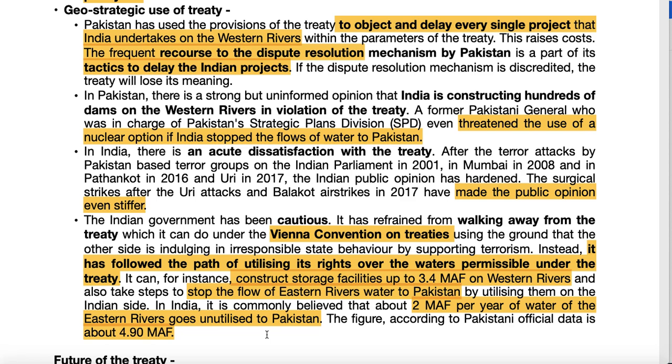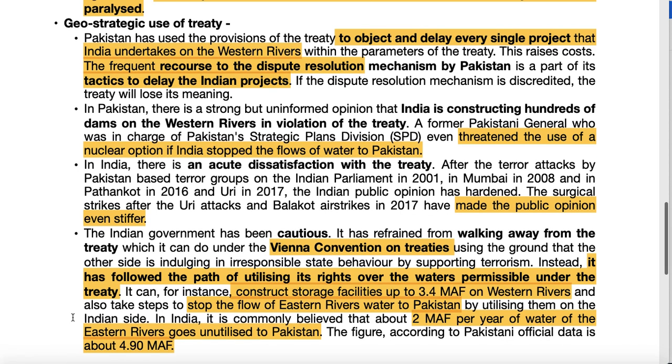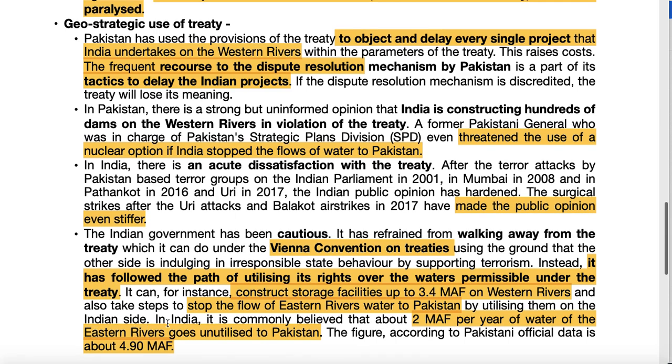So in case India just utilizes 100% of its water, Pakistan would go dry, because we are letting these eastern rivers, which are allocated to us, go uninterrupted to Pakistan. If we stop them, which is well within our right to do so, then a major region of Pakistan, especially till Karachi, would go dry.